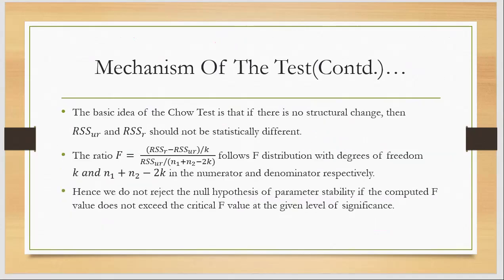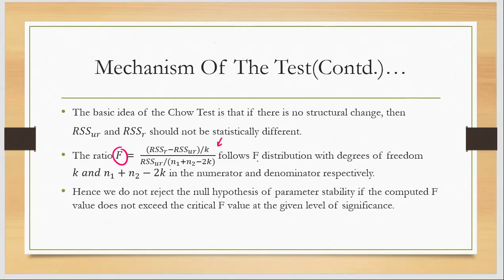Now what will you do? We have to form the test statistic. The test statistic will be the F statistic. We have to rely on the F statistic. See here, what is the formula? The RSS of the restricted model minus the RSS of the unrestricted model, upon K, upon the RSS of the unrestricted model upon N1 plus N2 minus 2K. So this is the entire formula which I have written.